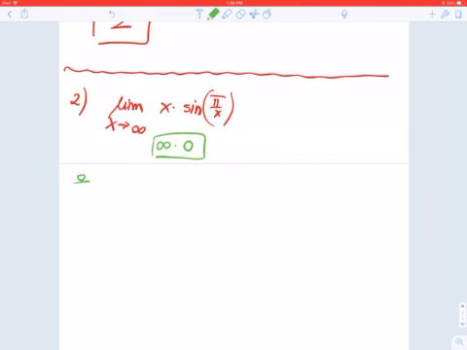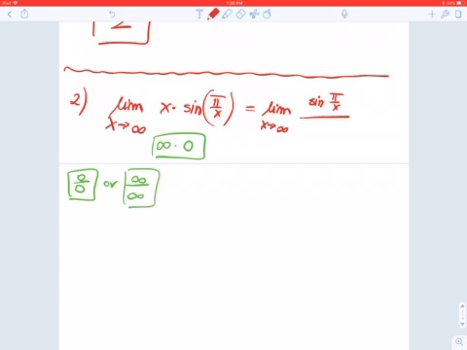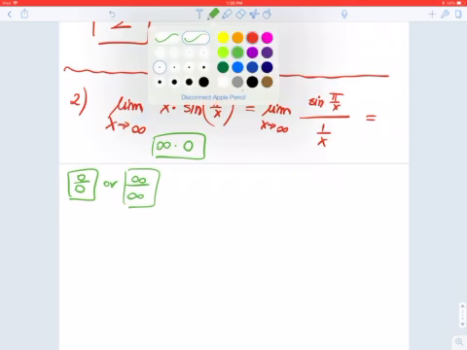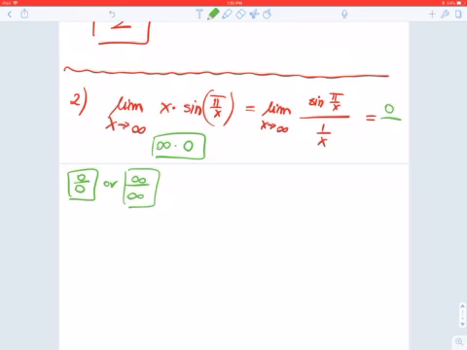We will try to do the same. We will try to get the form 0 over 0 or infinity over infinity. Then we can apply the L'Hospital rule. Limit as x goes to positive infinity. And we remember, having a product, I will flip one of the factors. That means sine of pi over x divided by 1 over x, instead of multiplying by 1 over x. And let's see now. Sine of pi over a huge number is sine of a small number, 0. Sine at 0 is 0. And 1 over a huge number, 1 over infinity, is also 0.